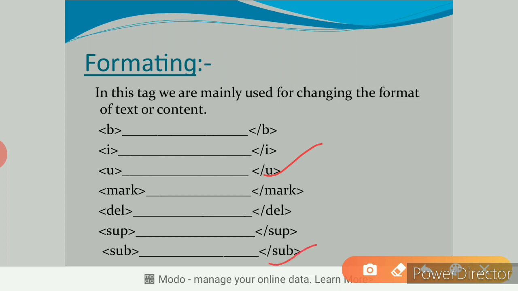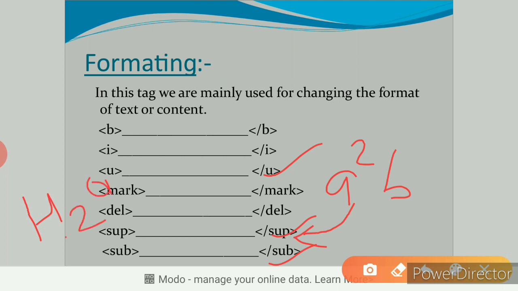subscript and superscript. What are subscript and superscript? Suppose you want to add a mathematical expression, like a square b. So the superscript tag will be used. And if you want to write any chemical formula like H2O, you will use the subscript tag.